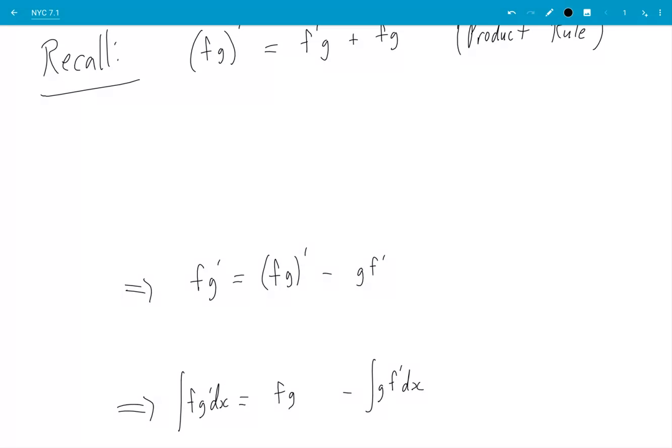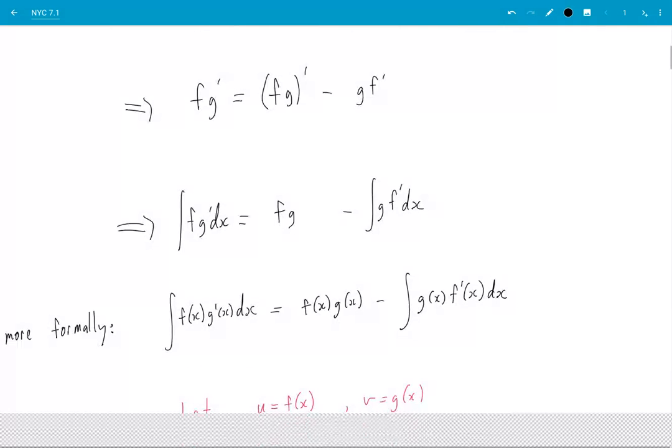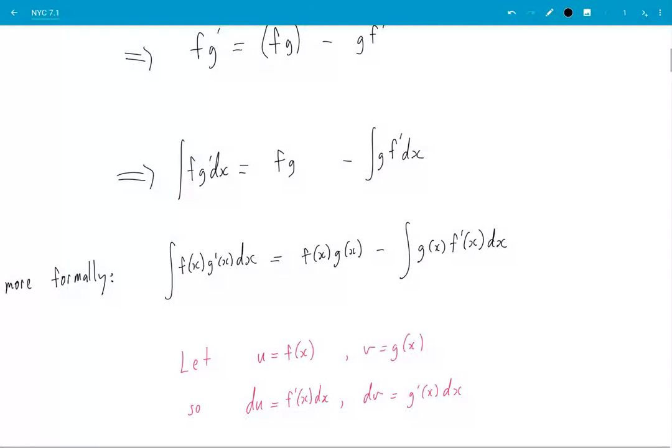Now, this is one form of the formula we want, but it's not the one that I'm going to use. So I'm going to keep going. I'm going to do a couple things. So pause and copy. First thing is I write it out more formally.